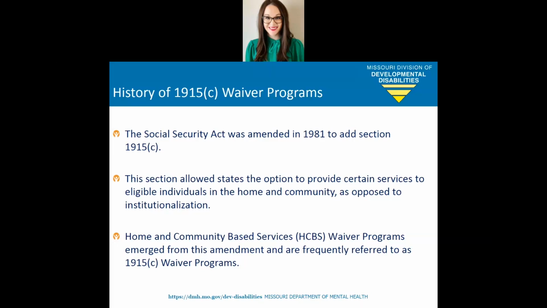These programs are commonly referred to as home and community-based services, referencing the home and community setting where services and supports are provided. You might also hear these programs called 1915C waiver programs, referencing the specific section of the Social Security Act that paved the way for these important programs. And you might also hear these programs referred to as Medicaid waiver programs, referencing how these programs are funded through Medicaid.